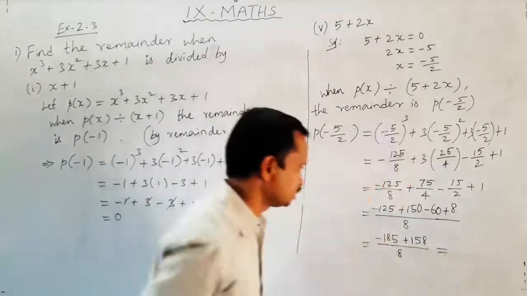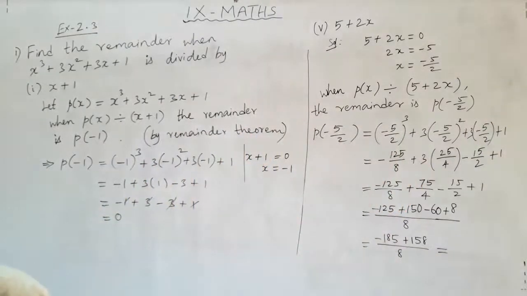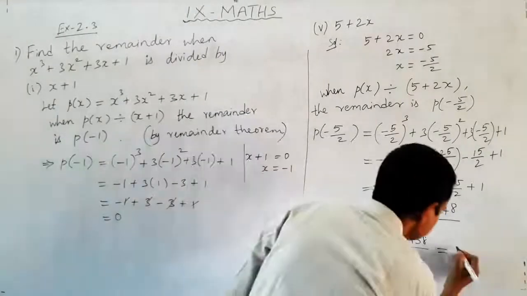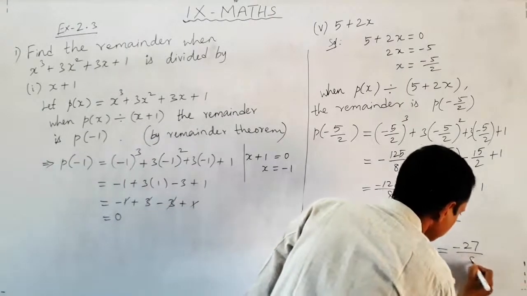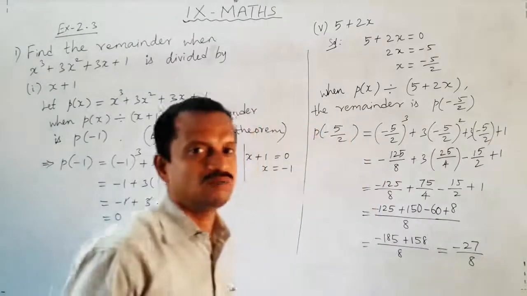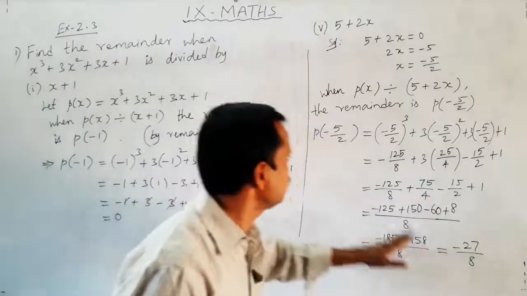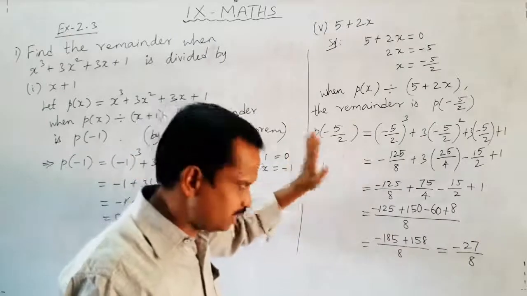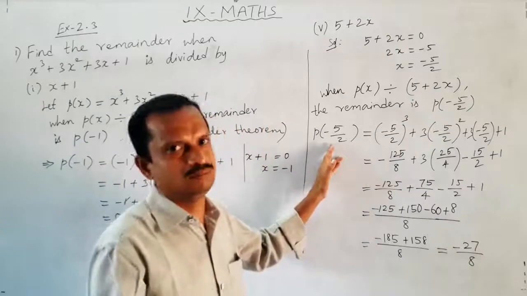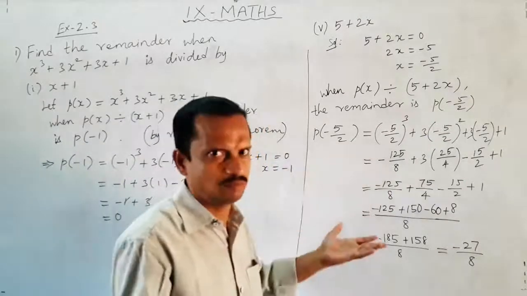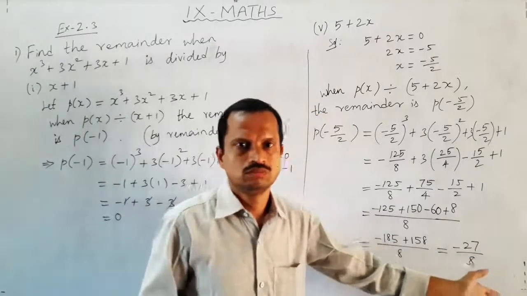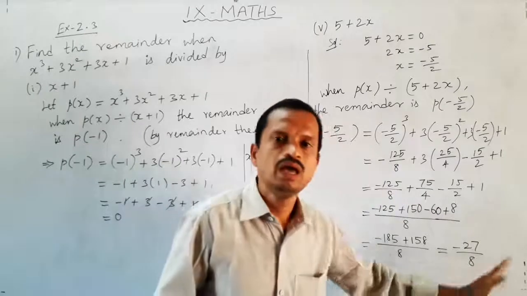And what you will get? Minus 185 plus 158, you will get minus 27 by 8. So this is the remainder. Value of the remainder is minus 27 by 8. P of minus 5 by 2 is the remainder and minus 27 by 8 is also the remainder. But this is by theorem, we are saying P of minus 5 by 2 is equal to minus 27 by 8. So this is the value. The remainder is minus 27 by 8.